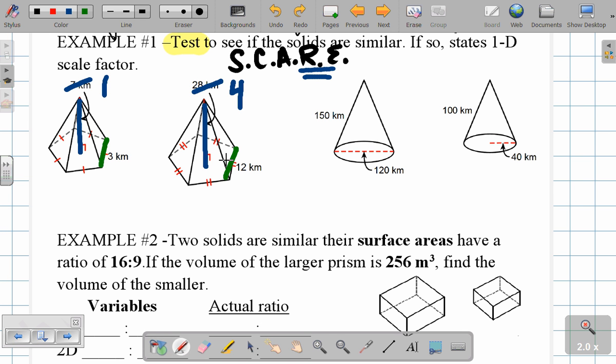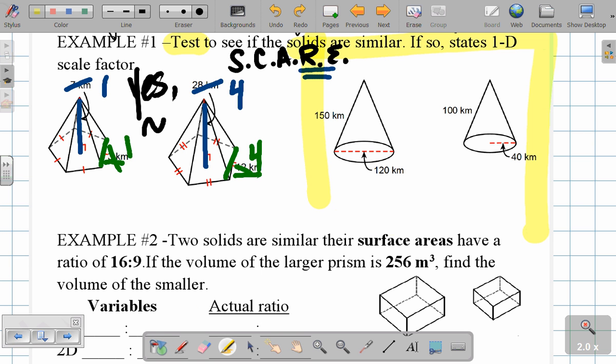Okay, Julia, what's the ratio? 3 to 12. Just talk to me. 3 goes into 12. How many times there? Thank you, ma'am. So this is a 1 to 4. So this is a big fat yes. They are similar. Fabulous. You guys, by yourself, do not ask a neighbor for help.